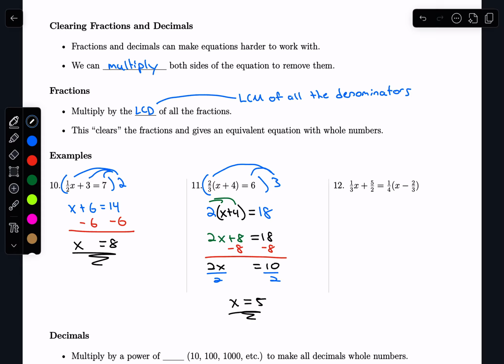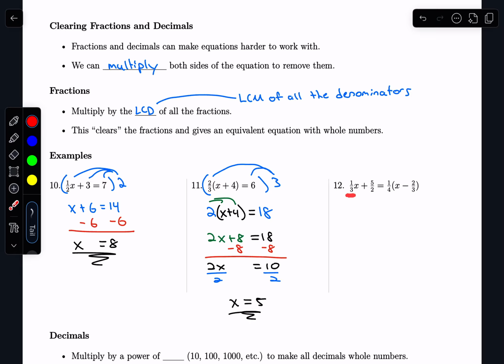It was not necessarily easier to do it this way. I could have distributed the 2/3 from the beginning and still got into this x equals 5. But this made it so I don't have to work with a bunch of fractions, which generally myself and students both prefer. All right, number 12. We have 1/3 x plus 5/2 equals 1/4 times x minus 2/3. I need to multiply this entire thing by the least common denominator, which is going to be the least common multiple of 3, 2, and 4.